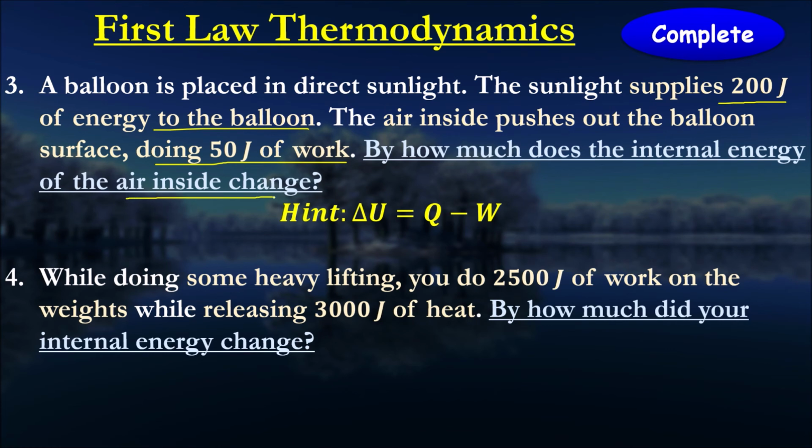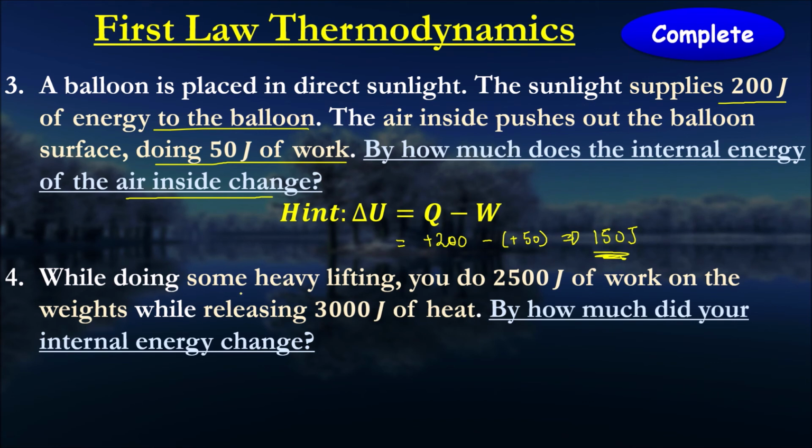Okay, so energy is being transferred into the balloon, so that means we have a positive 200 joules of energy. 50 joules of work is being done by the air inside the balloon to push out, so that means we have a positive value because work is being done by the system we're looking into. So we have an overall change of 150 joules of energy.